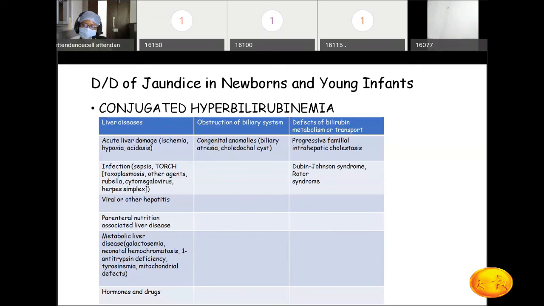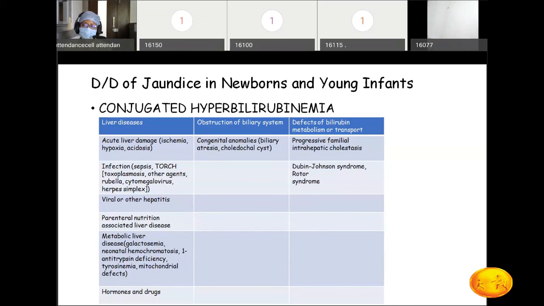Most of the time these children are going to land up with a failed Kasai and will eventually require a liver transplant. So it's a time-bound intervention for biliary atresia. So you never want to miss it in a newborn baby beyond the second or third week.